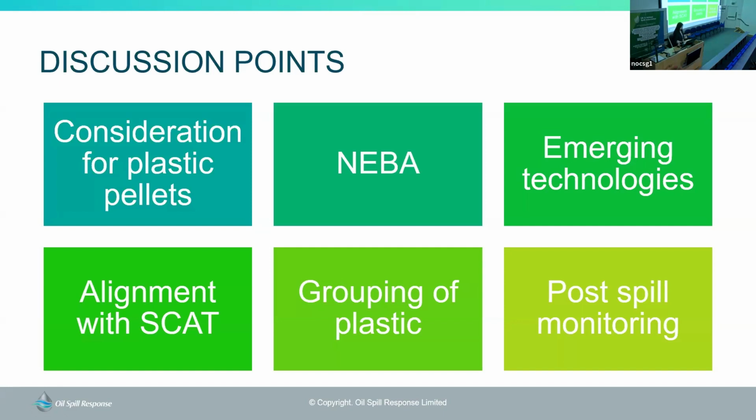Would it be different if it's high density polyethylene, because it's heavier, from polyethylene or polypropylene? Would it be different from the point of view of response? Because some of them are heavier, some of them are not. But would it matter for us? We don't really know, because we haven't had a chance to find out yet. But that might be a consideration in the future, that there might be some way of categorizing them. And then the post-spill monitoring side of things.